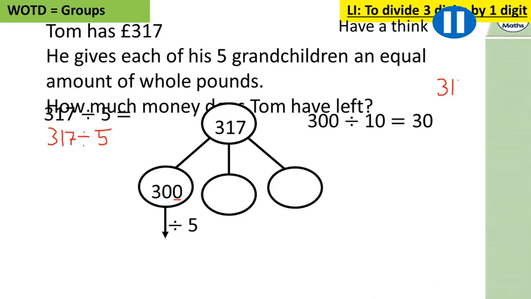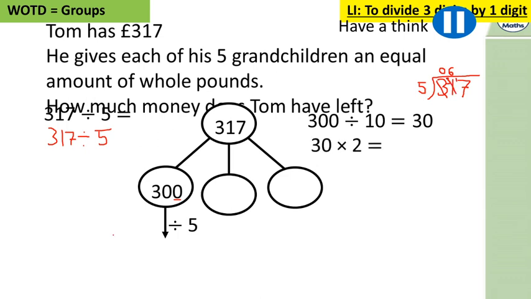So I've got 317 again. I'm just going to divide it because this PowerPoint likes overriding where I am typing things or sketching them or drawing them. So how many 5s in 3? 0. How many 5s in 31? It's 6. 5 times 6 is 30. 31 take away 30 is 1.